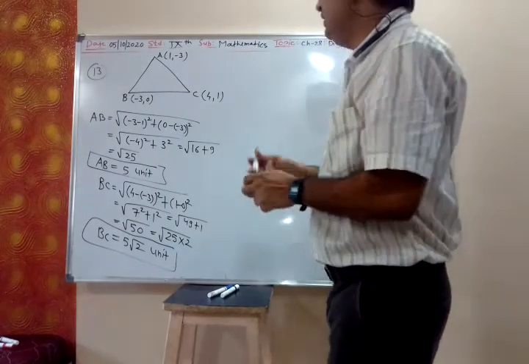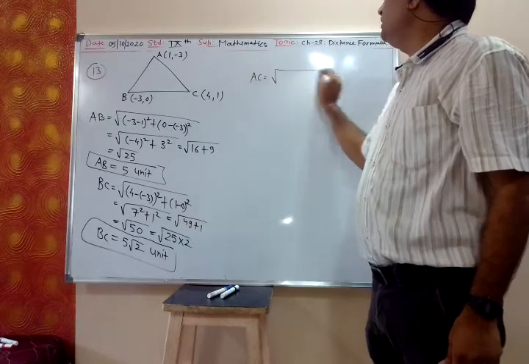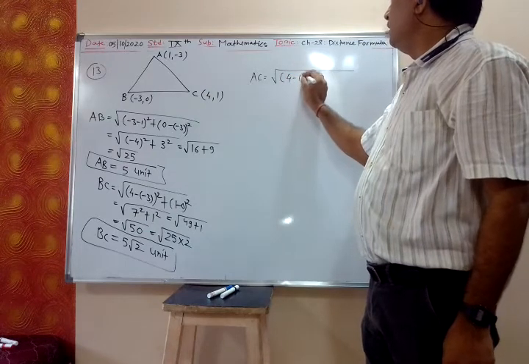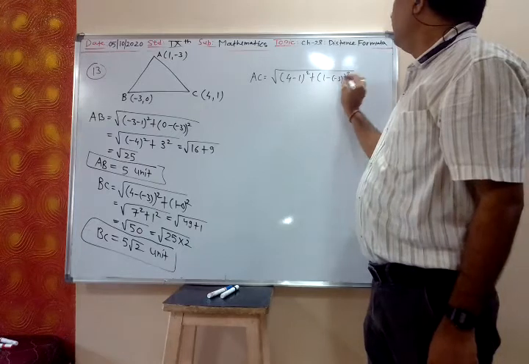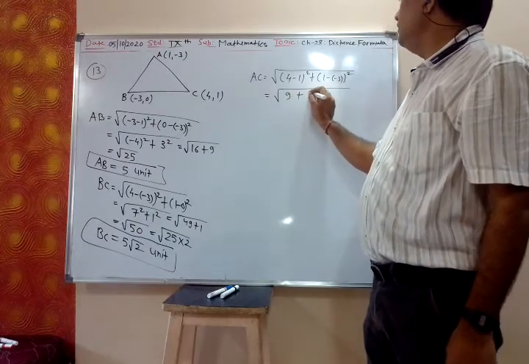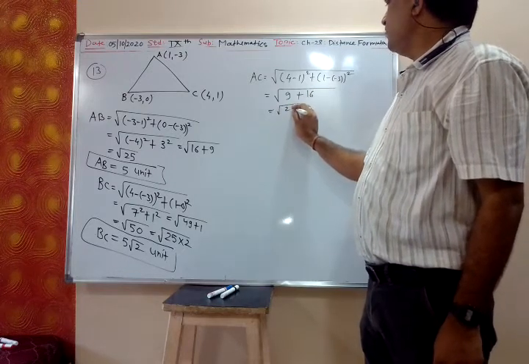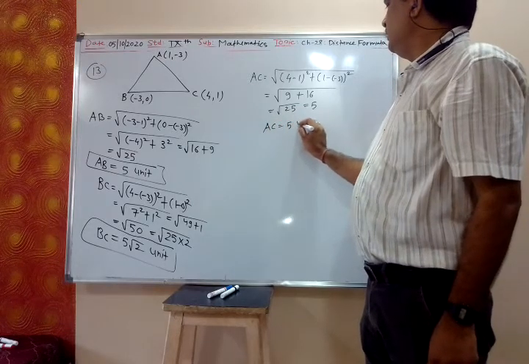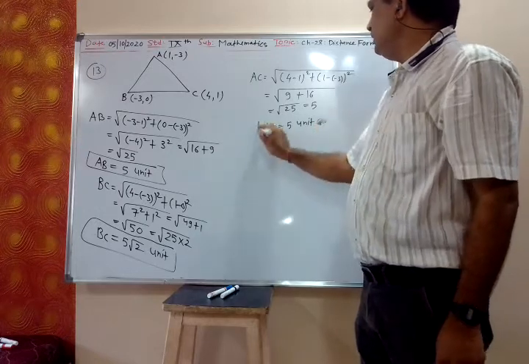Yes, find AC. We apply the distance formula: AC is the square root of (4 minus 1) square plus (1 minus 3) square. So 4 minus 1 is 3, squared is 9, plus 1 minus 3 is minus 2... (wait, 4 squared is 16 as stated) so that is root 25, which is 5. So AC is 5 units.